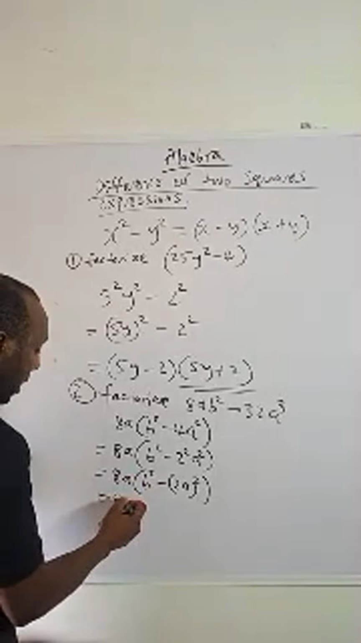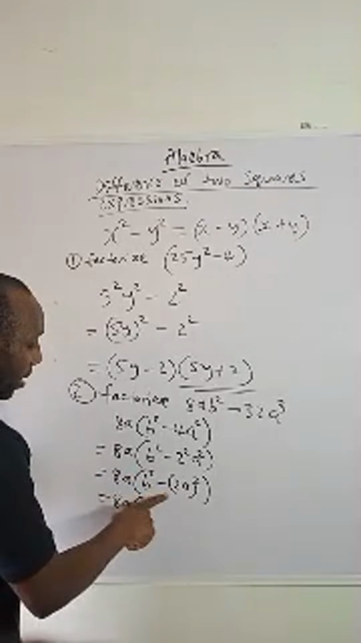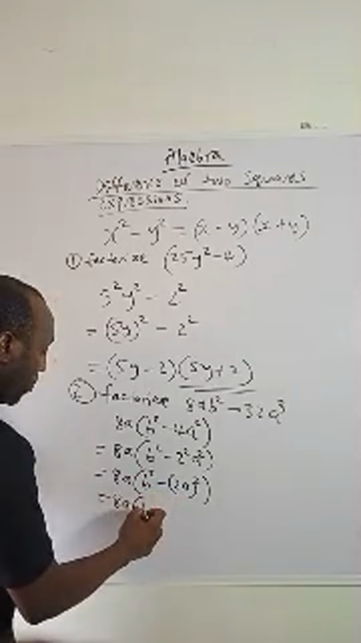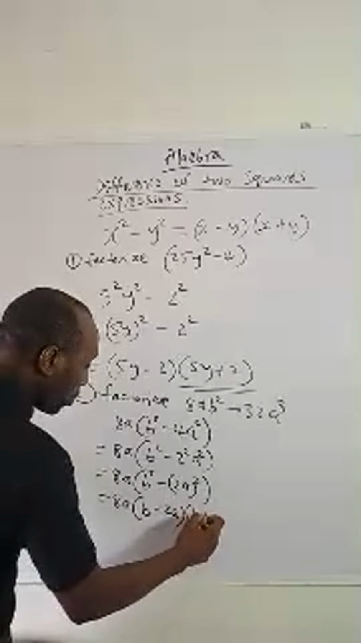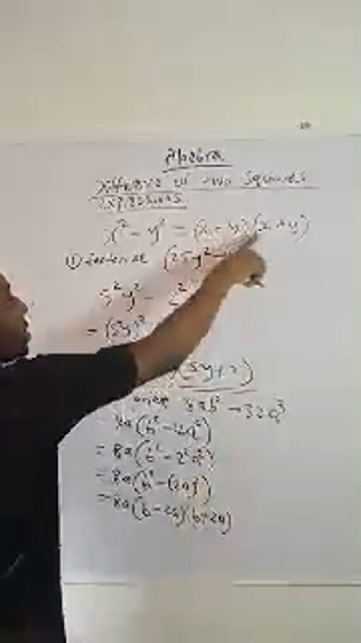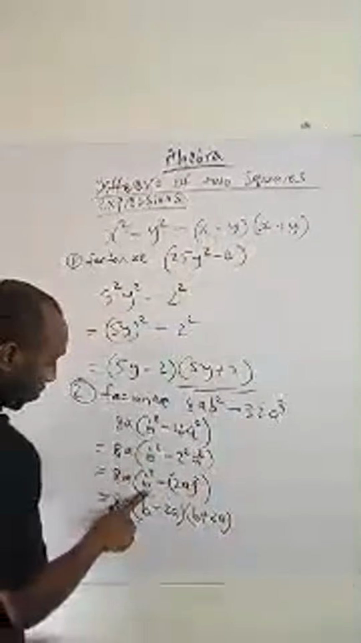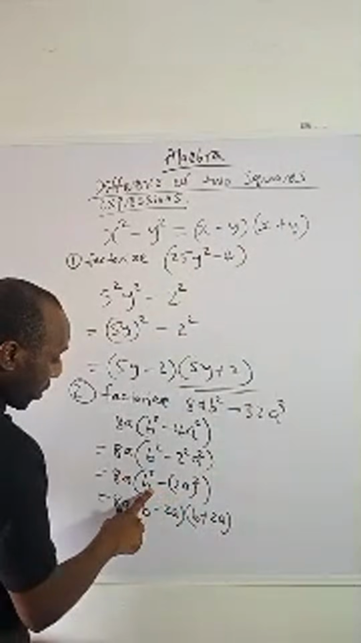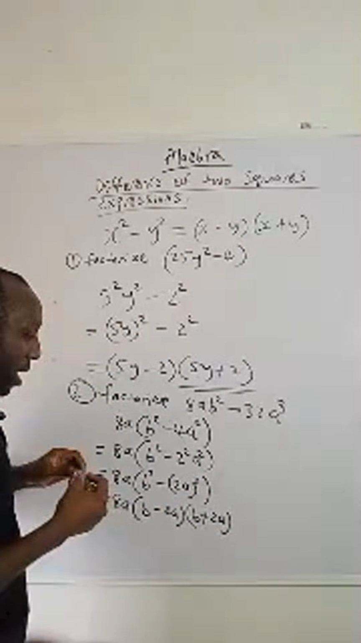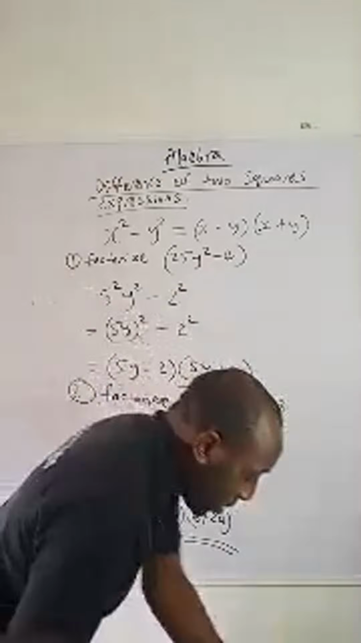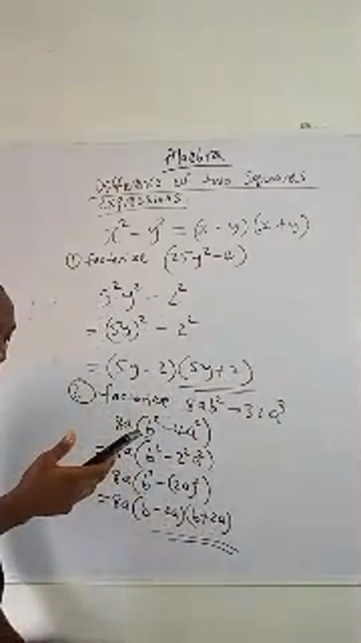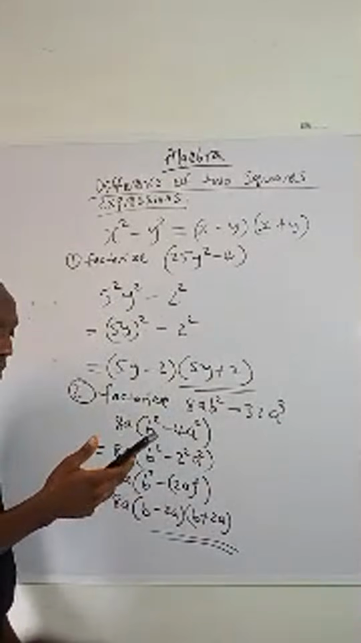So this is 8a bracket. Let's use difference of two squares here. That would be b minus 2a, and then what? b plus 2a, like I explained before, using difference of two squares. It's going to be b minus 2a, and then b plus 2a. Hence, we have this as the solution. I hope this is okay, people. So this is how we go.